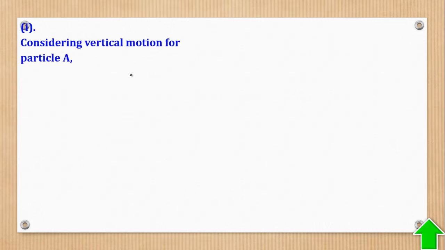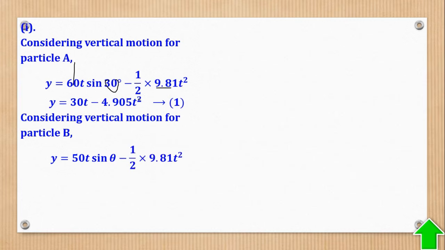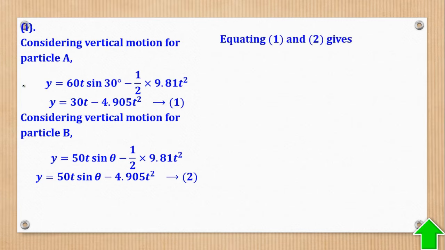So considering vertical motion for particle A, y is equal to, remember, ut sine theta minus half gt squared. So u is this, angle is that, and g is 9.81. When I simplify, I'll come up with equation 1. Then considering vertical motion for particle B, still ut sine theta minus half gt squared. So u is that, theta we don't know, and g is 9.81. So simplify to get equation 2. These two are the same, all are y, so we shall equate the two.